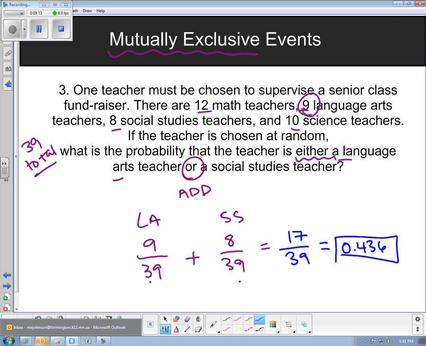All right, so that was independent and mutually exclusive events. We have to figure out, do we want to multiply them or do we want to add them? And you have to decide, do they relate to each other or not? And these all don't relate to each other. They're all independent of each other.